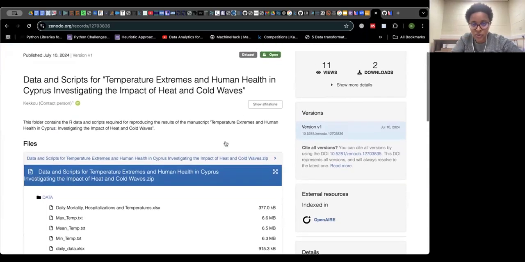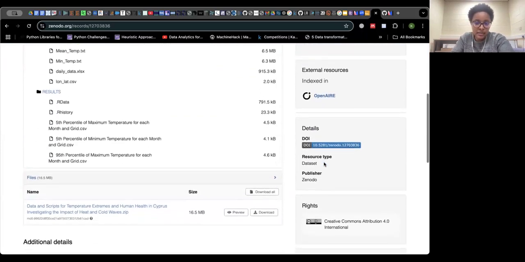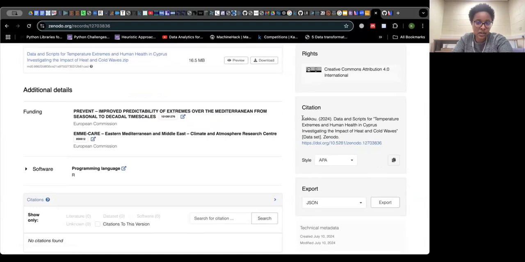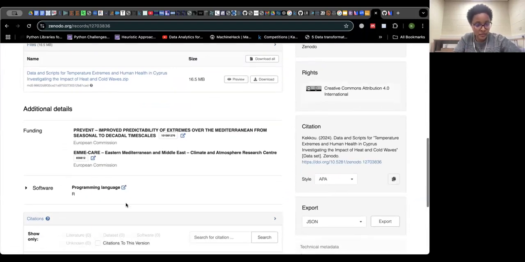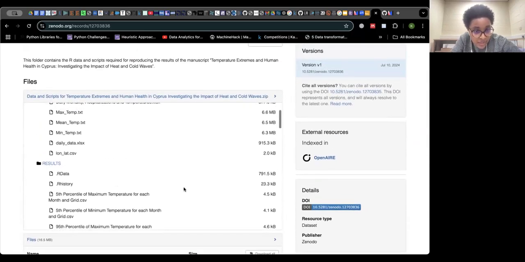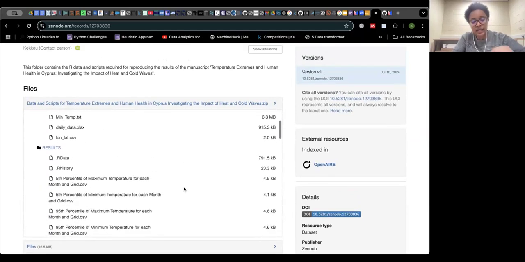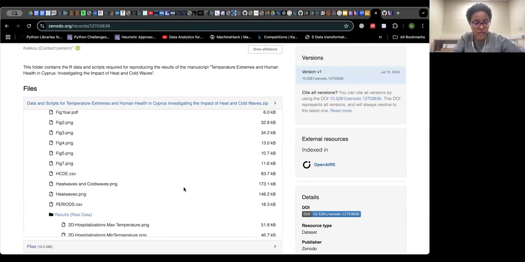I'm able to see on Zenodo that the data is open. It has a DOI that I'm able to cite, which is very important. It tells me the owner of the data and how I should cite it. It tells me the different software that were used to generate some of the results using this data. Going back up, it gives me different versions of the data. It gives me visualizations of the data to help me understand the data better. So this was a good example for me.